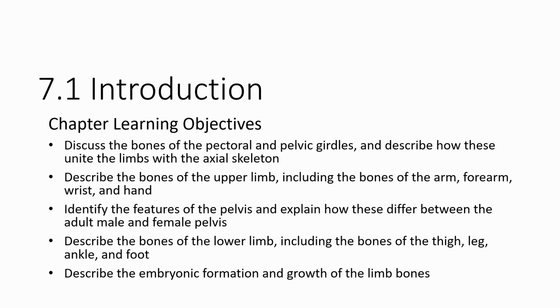And then we'll talk about the bones we find in the upper limb, including in the arm, forearm, wrist, and hand. We'll talk about some of the features in the pelvis and talk about the difference between adult male and female pelvis. And then we'll also talk about the lower limb and get into the thigh, leg, ankle, and foot. And then lastly, with this chapter, we'll get into embryonic formation and growth of the limb bones, just like we did with the last chapter.